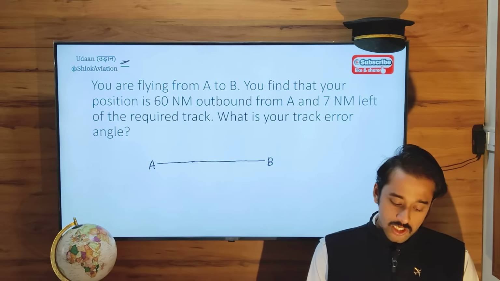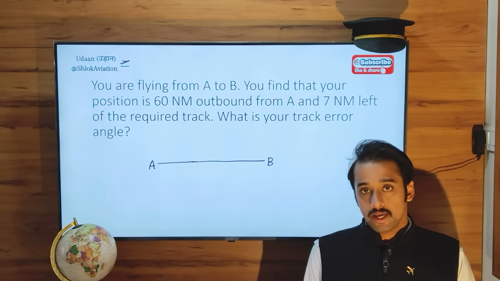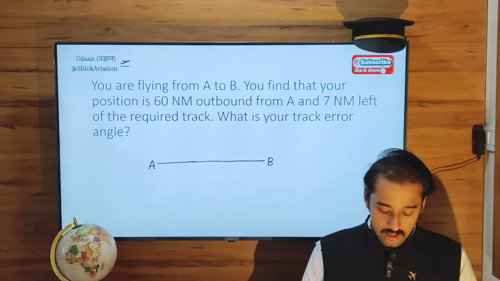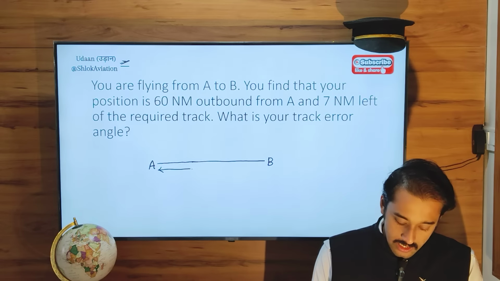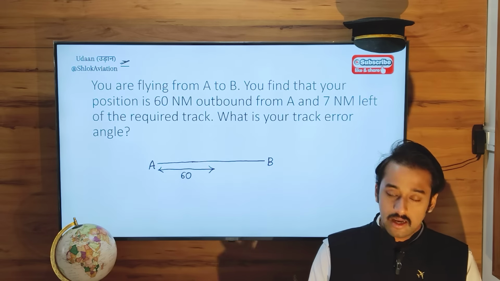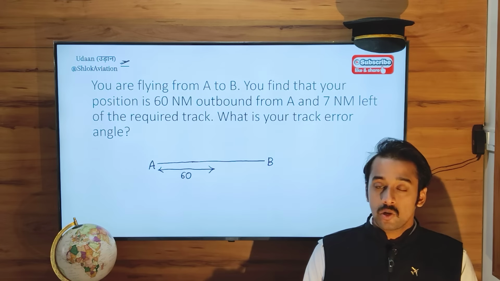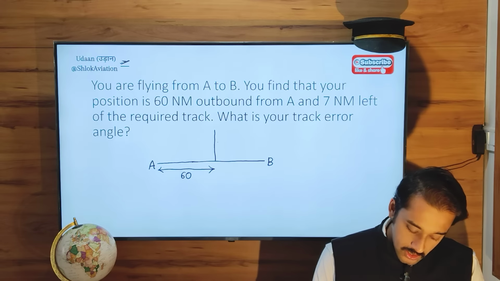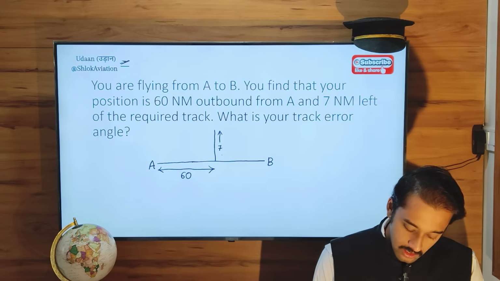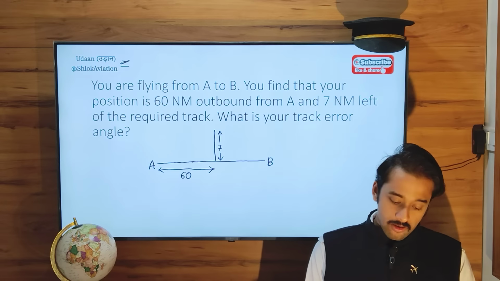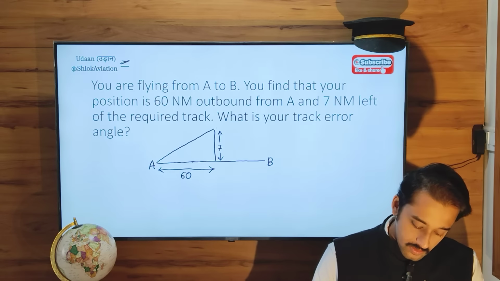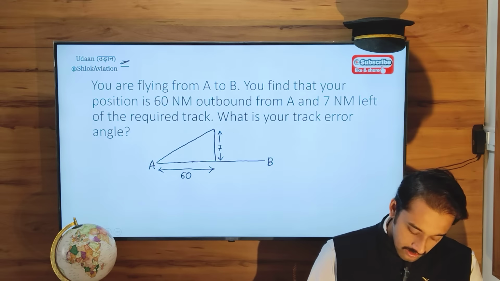Next, you find that your position is 60 nautical miles outbound from A. Outbound from A means you're going away from A. So let's say this much is 60 nautical miles. At 60 miles, you are 7 nautical miles to the left of the track. So this distance is 7 nautical miles. Now you have to calculate track error angle. So let's join this. Track error angle will be this angle.